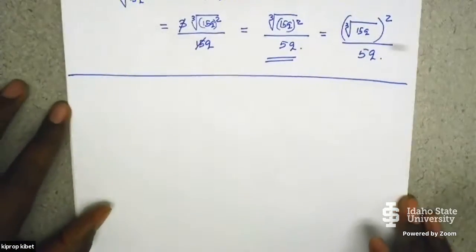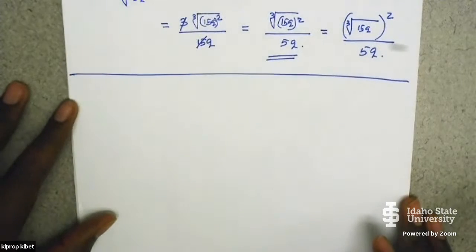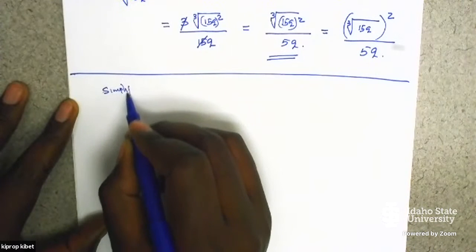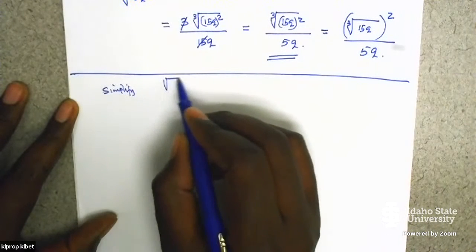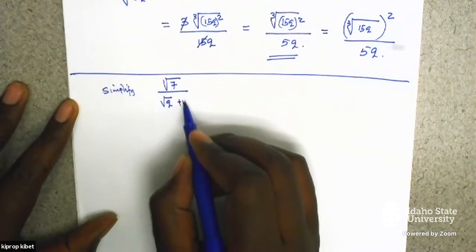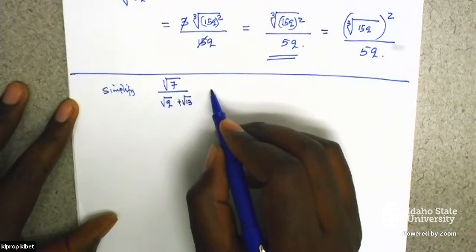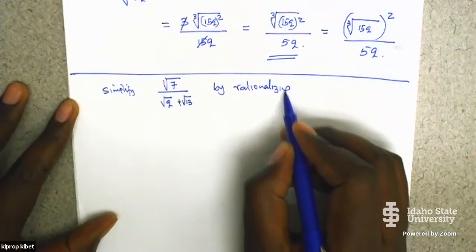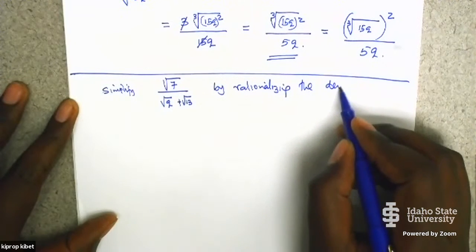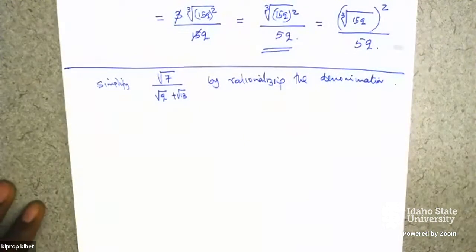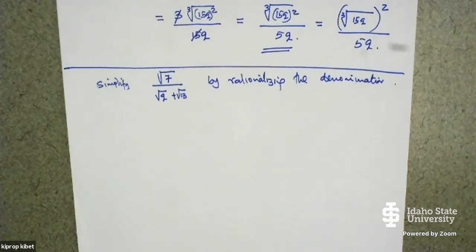Now, let's simplify this: the square root of 7 all over the square root of q plus the square root of 13, by rationalizing the denominator. So how will you rationalize the denominator?